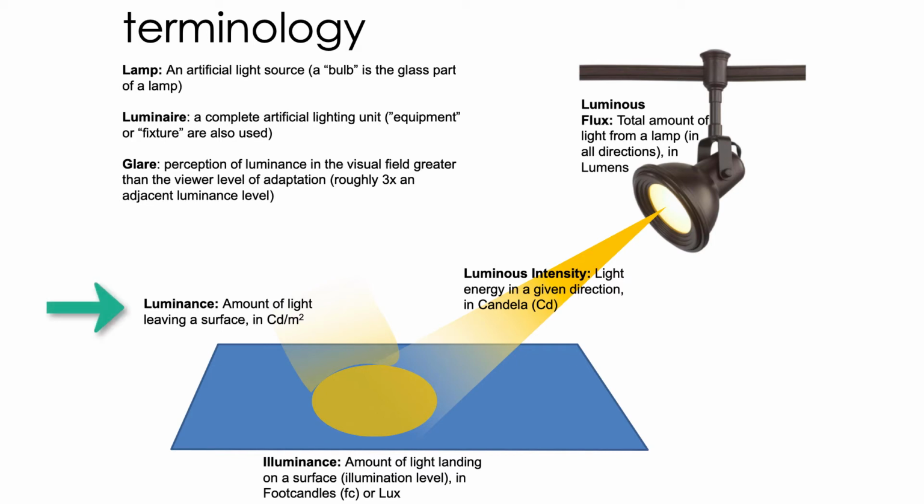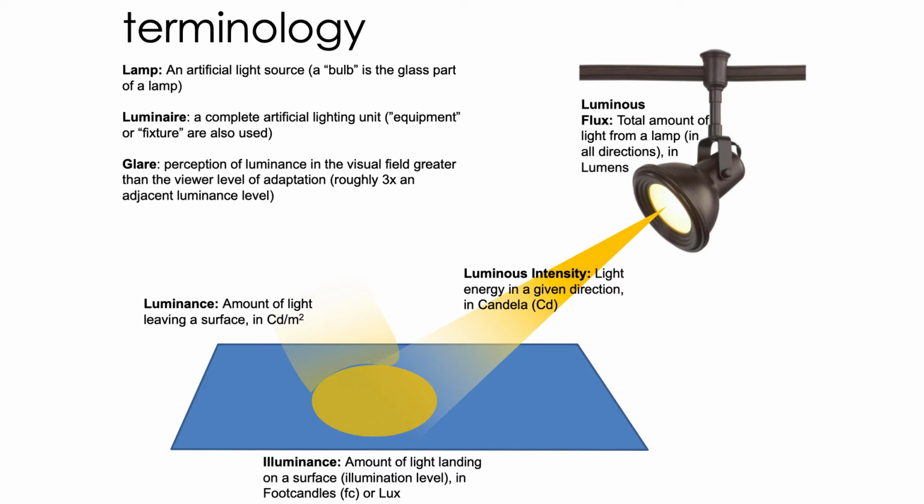Luminance is the amount of light leaving a surface, and that's in candela per square meter. And that is essentially reflected light. Okay, so illuminance and luminance sound very similar. You'd think they could come up with words that are more distinct, but sadly they don't.